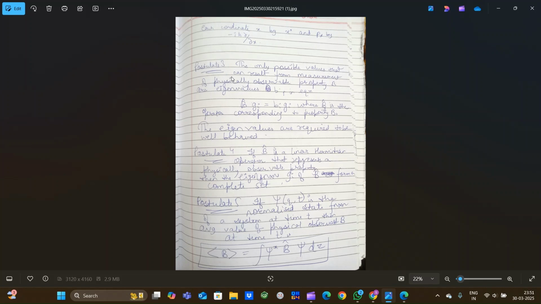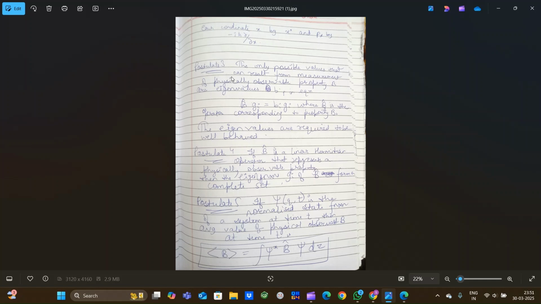You just learn these postulates for now. I will create another video on operators. I will explain there how you can calculate your quantum mechanical operator from the physical quantity, what eigenvalues are, why they are real, and what a Hermitian operator is. All this will be explained in the next video.